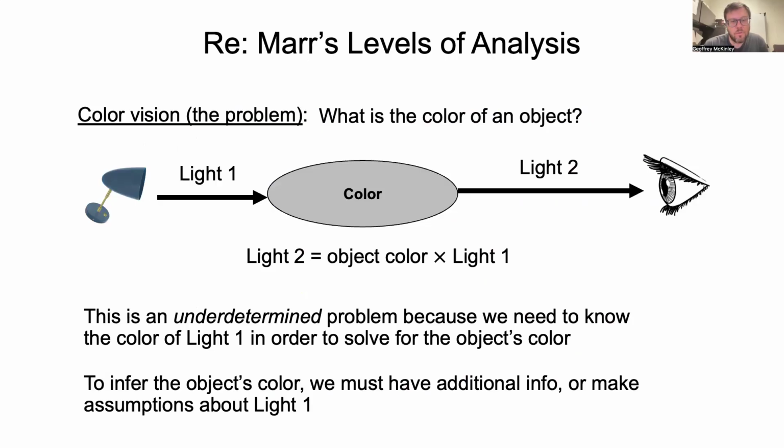Again, we've talked about this. So with color vision, what's the color of an object? Well, light 2 is what you as a perceiver get reflected into your eye, but you want to know the color of the object, and you only have light 2, right? So in order to know the color of the object, you also have to know the color of light 1, because the color of light 2, what you see, is a product of both the object color and the light 1 color. And so if you don't know light 1, which we sometimes don't, we can't solve for the object's color. So in order to infer the object's color, we must have additional information or make some assumptions about light 1.